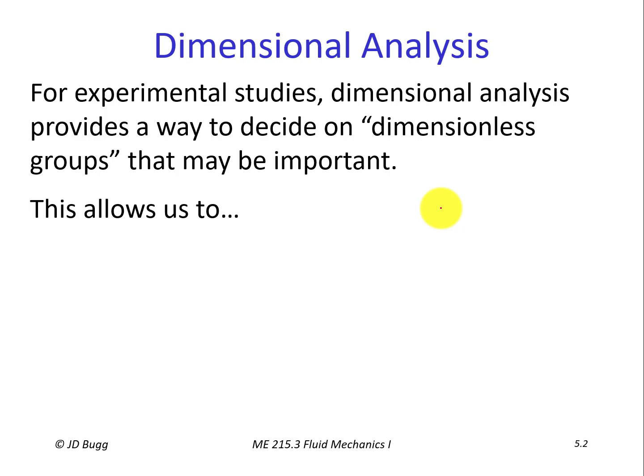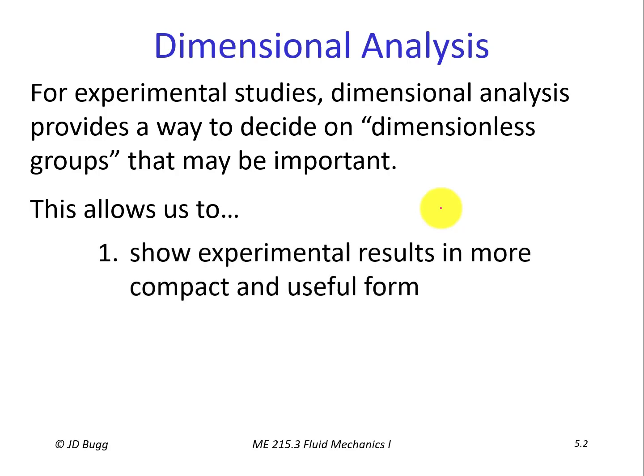So dimensionless groups allow us to do three things, and we're going to consider each of these three things in this introductory lecture. First of all, we can show experimental results in a much more compact and useful form. And we may not have realized it, but we've already been making use of this particular aspect of dimensional analysis in the course so far. And I'm going to use an illustration from something we talked about in the last module to highlight this.